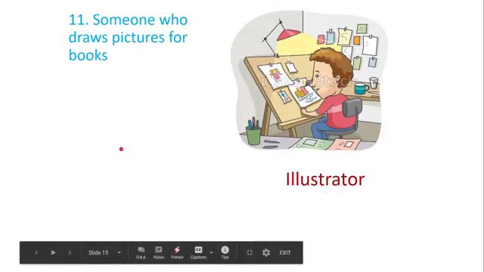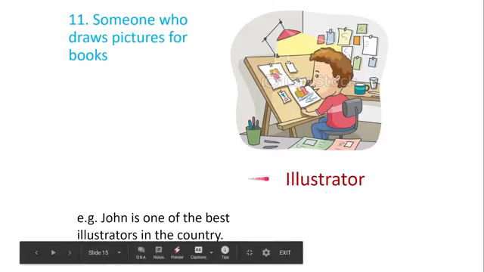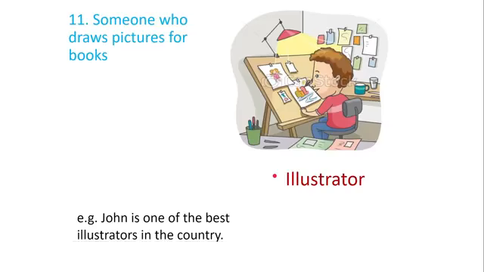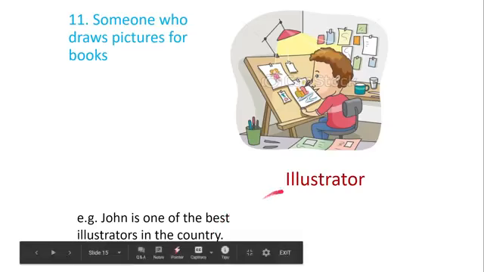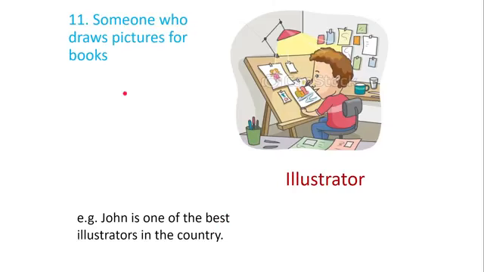For example, John is one of the best illustrators in the country. So illustrator here is someone who draws pictures for books.